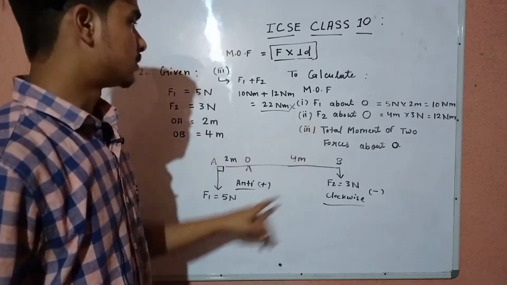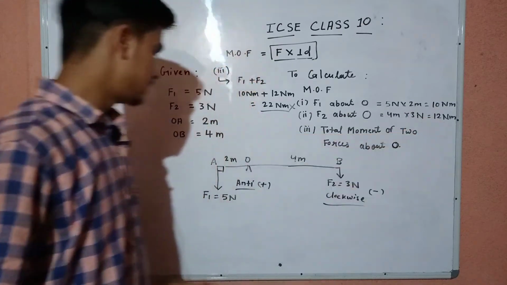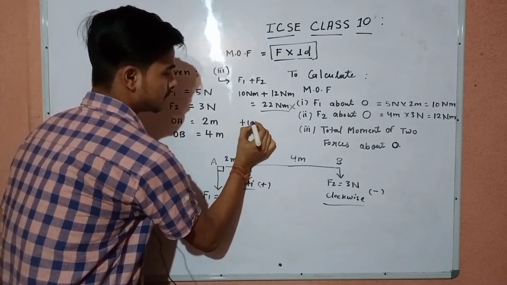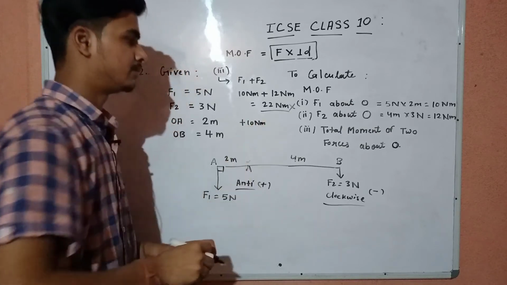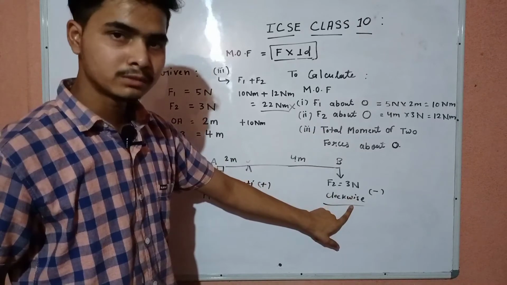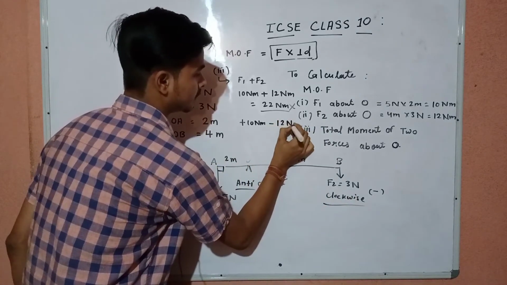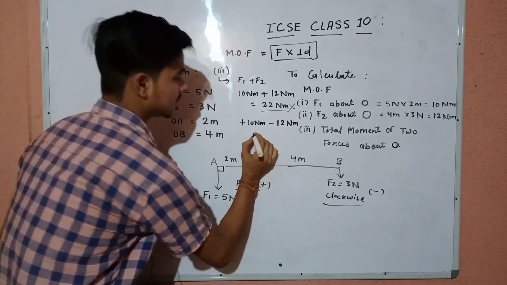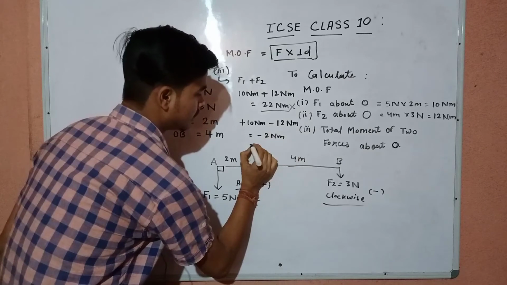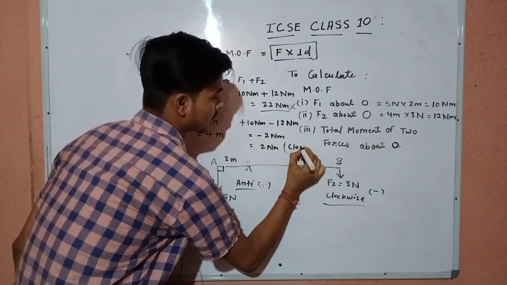If you look, the moment of force F1 about O, this 10 Newton meter, is anti-clockwise, which means you need to take plus 10 Newton meter. And the moment of force F2 will bring a clockwise moment, that means minus 12 Newton meter. So you get the answer as minus 2 Newton meter, or you can write 2 Newton meter and mention the direction as clockwise.